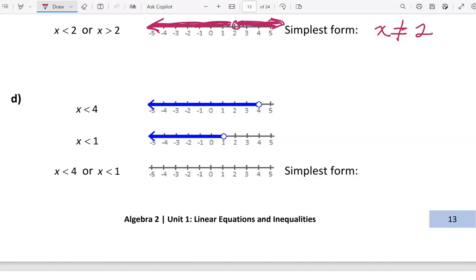In D, our inequalities are pointing in the same direction again. X is less than 4 on the first, x is less than 1 on the second. When we join them with the word or, we write their union, which is the two sets joined together. We graph all the points that are graphed in either the first one or the second one. In simplest form, this is x is less than 4.